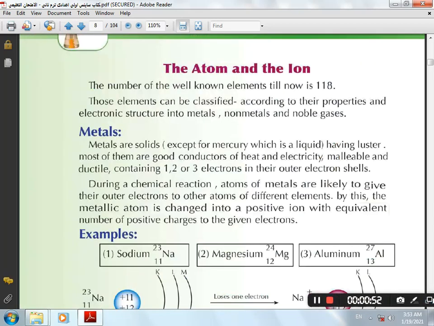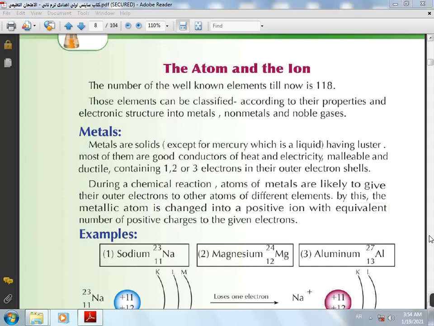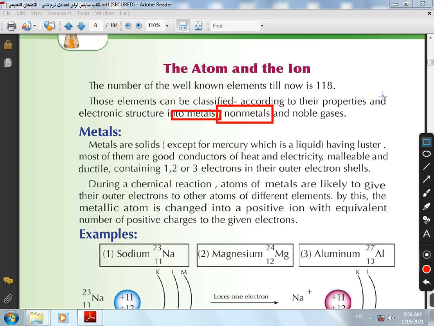Lesson 1, Chemical Combination. The atom and the ion. The number of the well-known elements till now is 118. Those elements can be classified according to their properties and electronic structure into metals, non-metals, and noble gases. Let's begin first with metals.